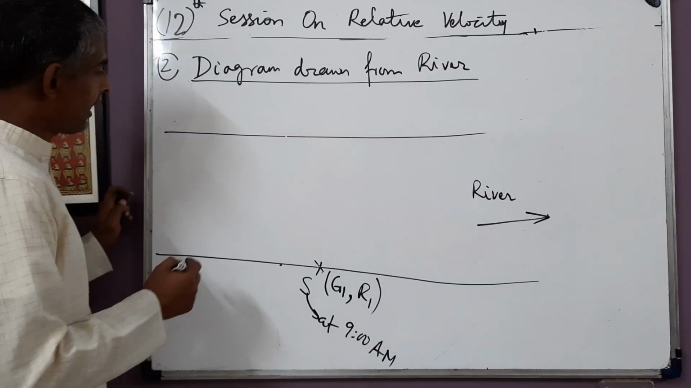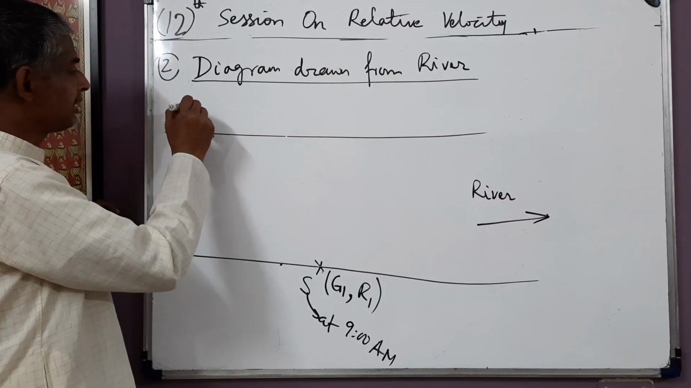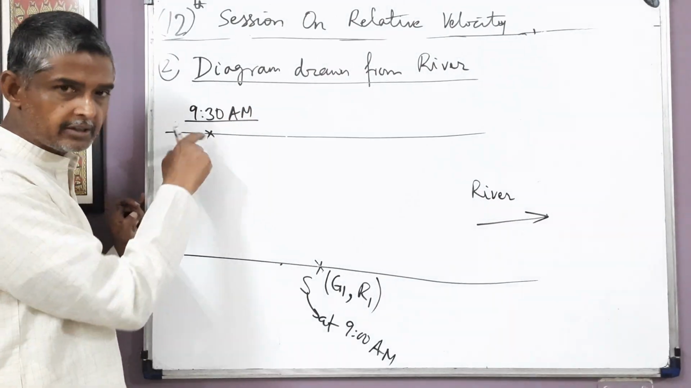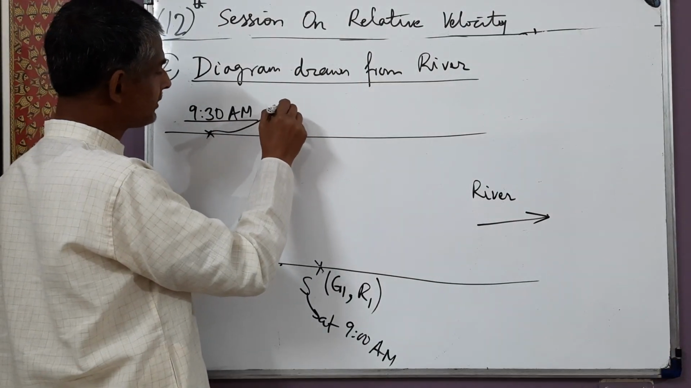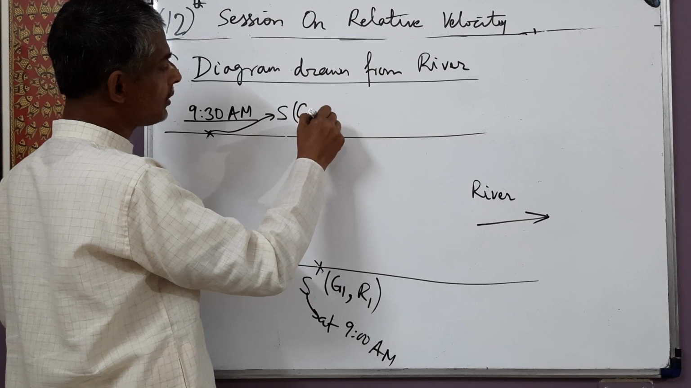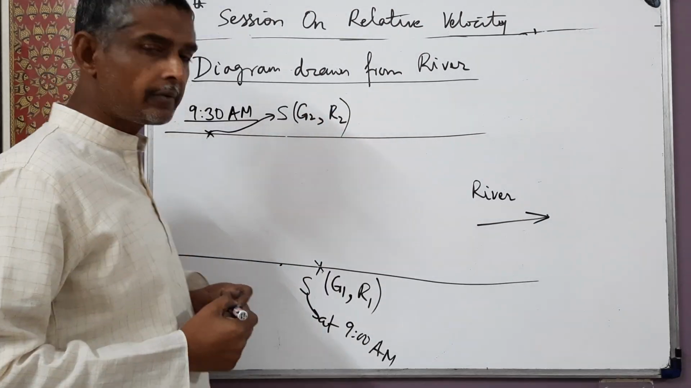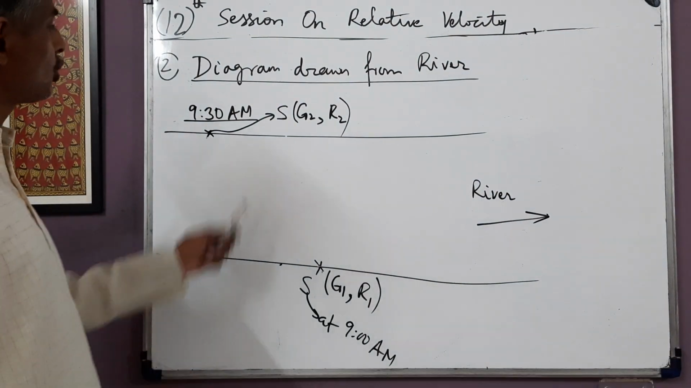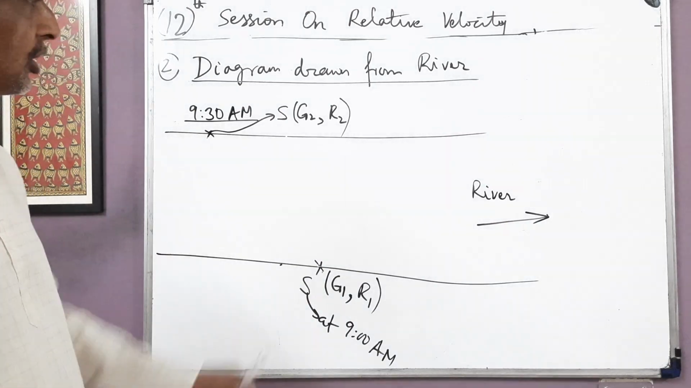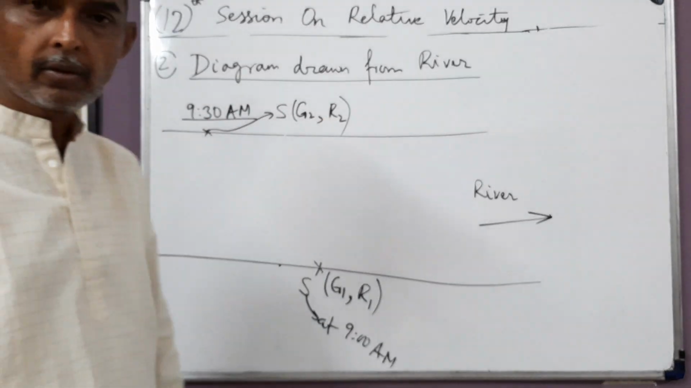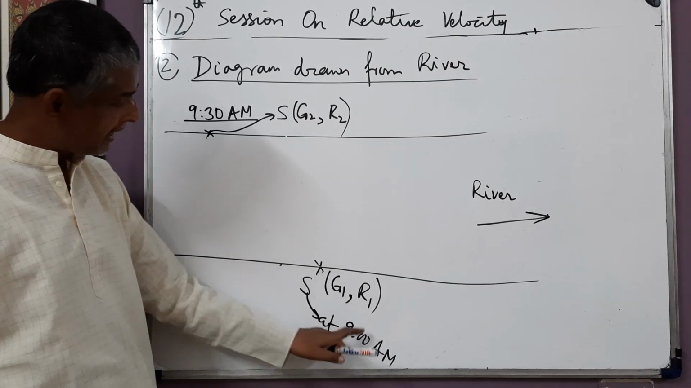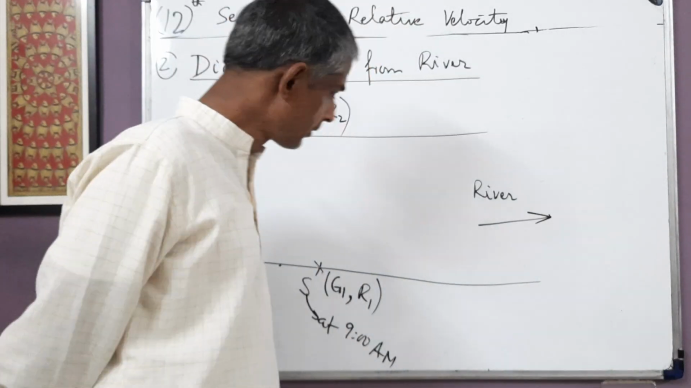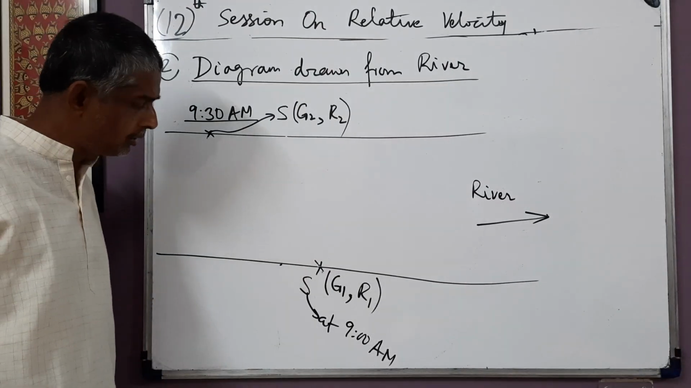So this means at 9:30 a.m. the swimmer should be somewhere here. So this is the swimmer at 9:30 a.m. It occupies location G2 of the ground frame and location R2 of the river frame. This is the situation at 9:30 a.m. And this is the situation at 9 a.m. Now we have to show the displacement of the swimmer with respect to river and with respect to ground. Suppose we show the displacement of the swimmer with respect to river.